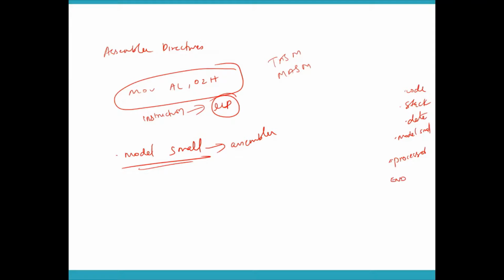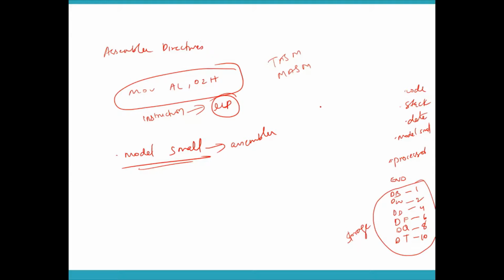.processor, end, DB. We have used DB, DW, DD: define byte, define word, define double word, define far word, define quad word, define 10 bytes. All these are also assembler directives. Byte means you are reserving 1 byte. Word means 2 bytes. Double word means 4 bytes. Far word means 6 bytes. Quad word means 8 bytes. DT means you're reserving 10 bytes. So these are all storage related assembler directives.